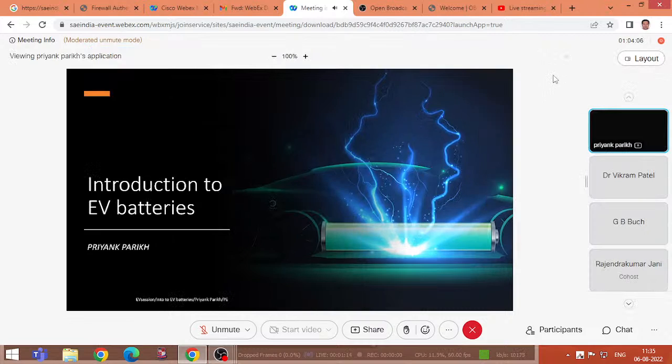So friends, today we are talking about the introduction of the battery. Before we introduce the batteries, I would like to start this session by interacting with you a little bit. You are all future engineers, so I would like to understand your perspective on the electric vehicle, because the topic we are going to cover today is the most important part of the electric vehicle. It contributes almost 50% of the cost of the electric vehicle, and it is the most critical component.